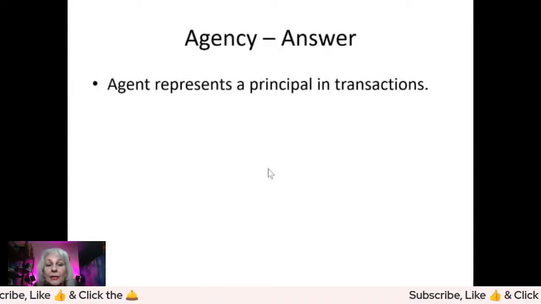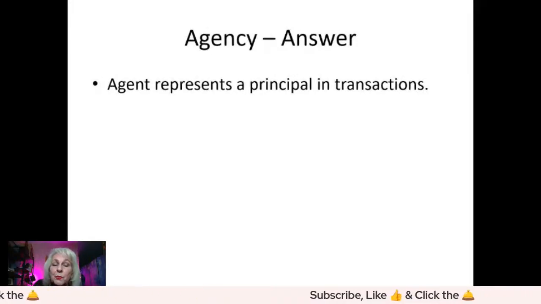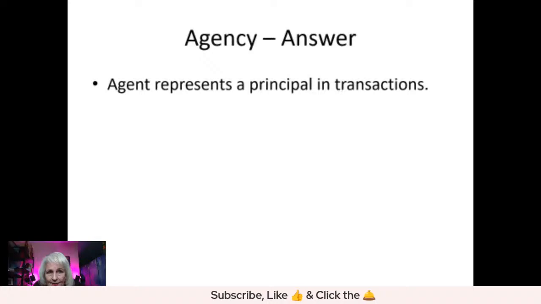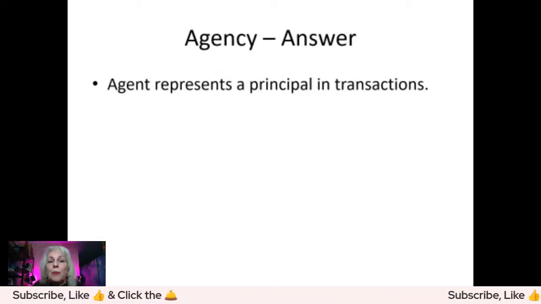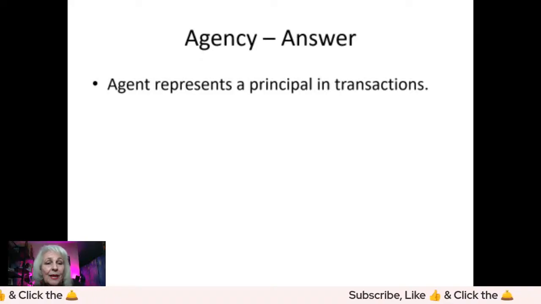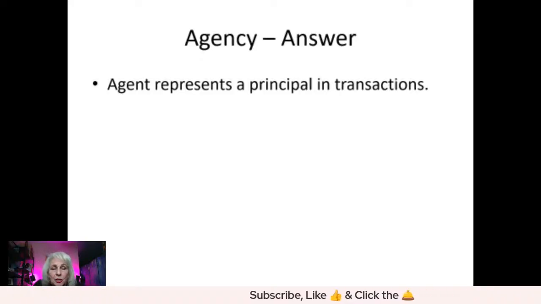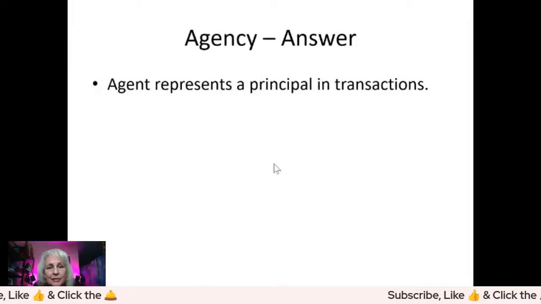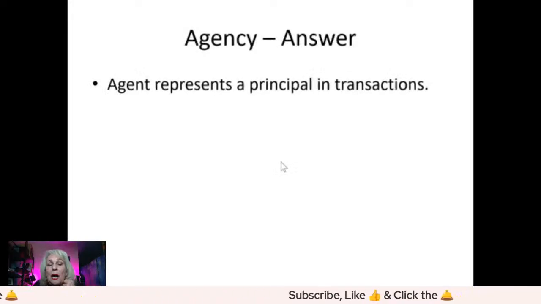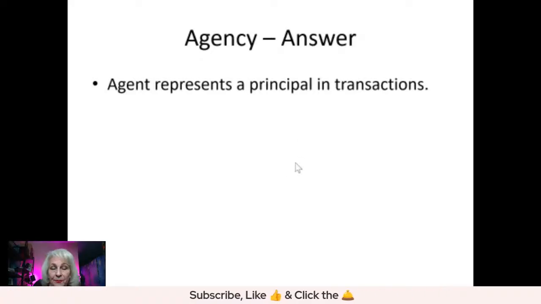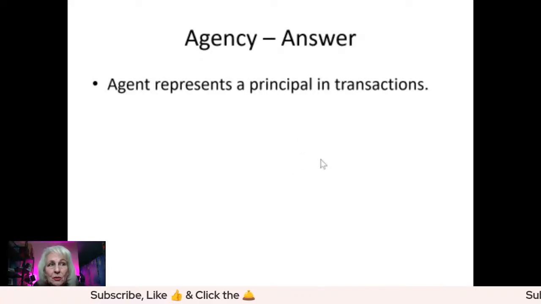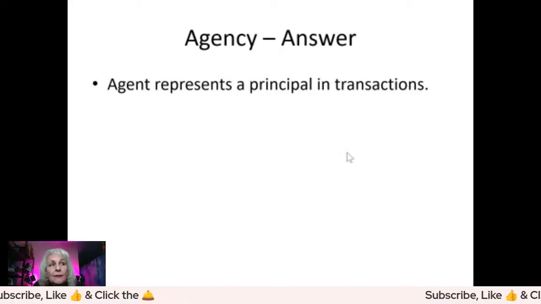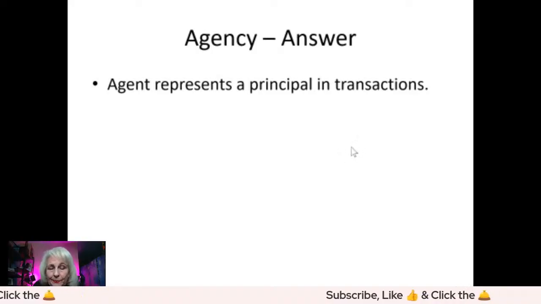Agency. Agency represents a principal in transactions. So when we're representing owners or buyers or tenants, we have to have an agency relationship before we can represent them. And that can be a buyer's rep or tenant representation when we're dealing with a buyer or a tenant for a property. If we're going to help a seller sell the property, then it's a listing agreement.